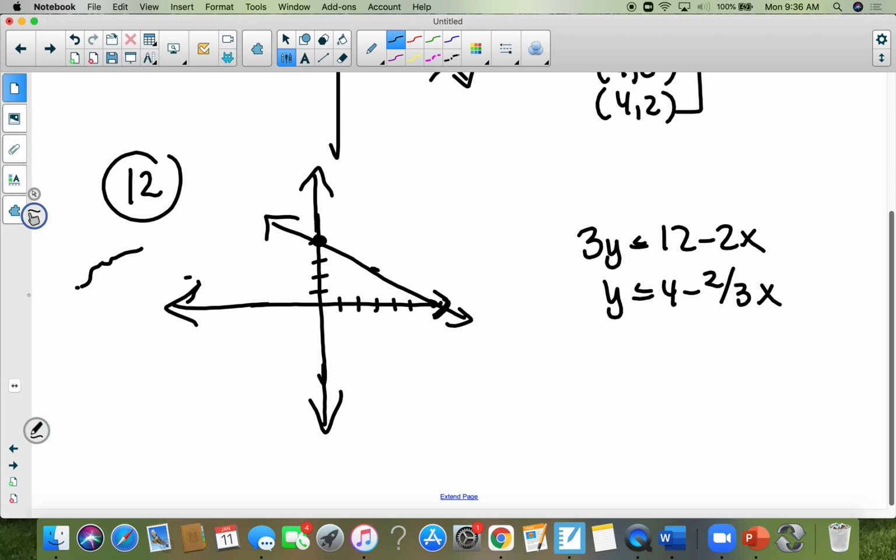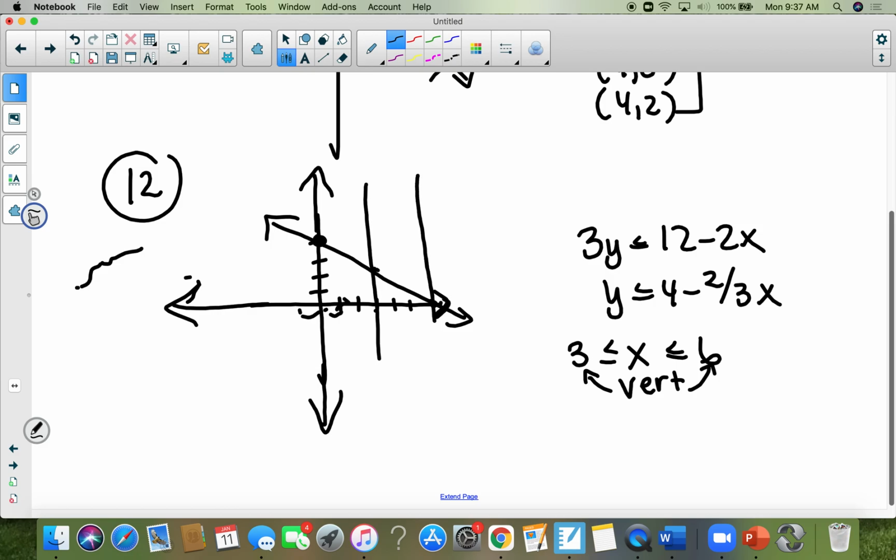And then x is less than or equal to 6, but greater than or equal to 3, makes a vertical line. You're not just going to make one, you're going to make 2 vertical lines. One at 3, which is right here, and one at 6, which is right there. And then the other one is 0 is less than or equal to y, which is less than or equal to 4. You're going to make 2 horizontal lines, one at 4 and one at 0.